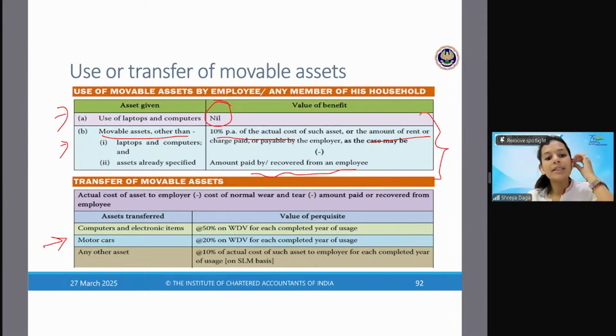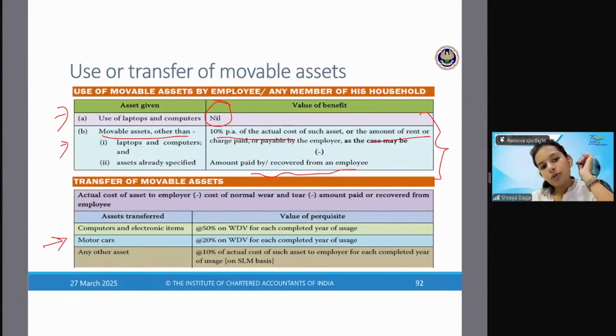So only any other asset is on SLM basis, because that is 10% on cost. The other two, which means computers, electronic items and motor cars, are on WDV basis. On WDV basis you need to calculate depreciation or perquisite value. So for computers and electronic items, it is 50% of WDV on every completed year of service. For motor cars, it is 20% of WDV for every completed year of service. And for any other asset, it is 10% of actual cost on SLM basis for every completed year of service.